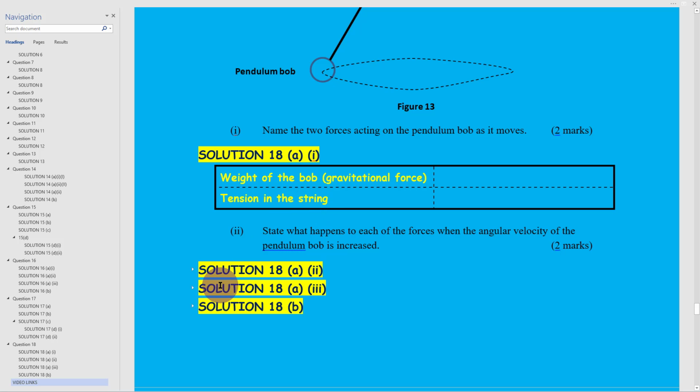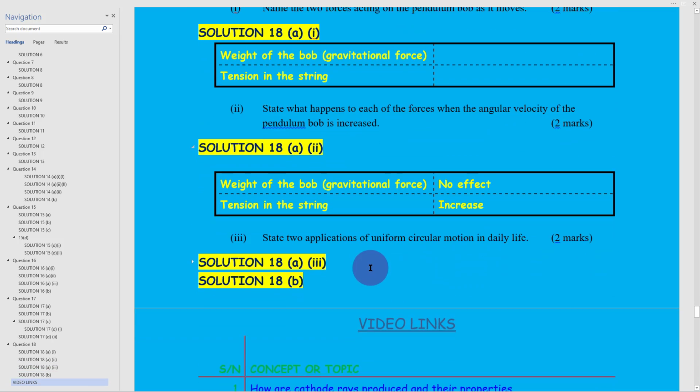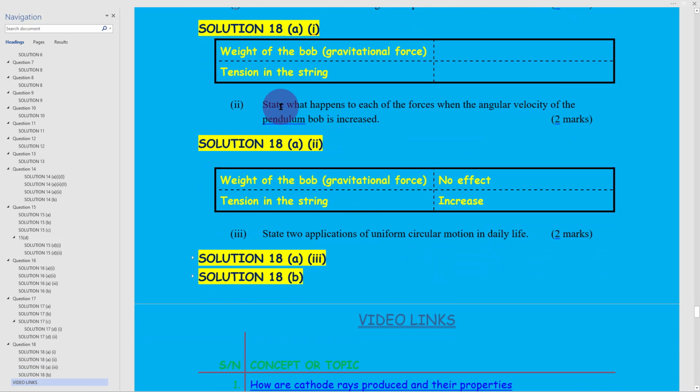is going to increase. Why does it increase? We have not been asked to explain, we've just been asked to state what happens to the forces. So weight of the bob, gravitational force, there is no effect, while tension in the string, it's going to increase.